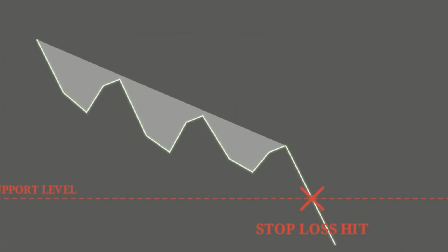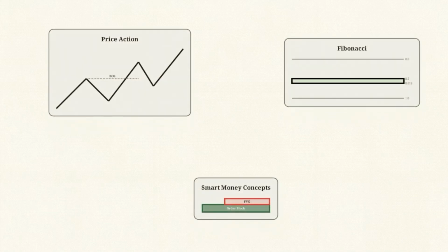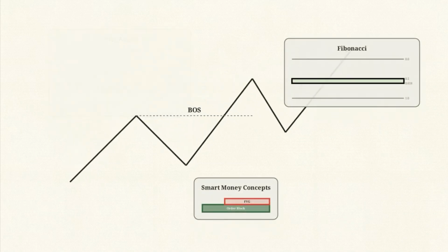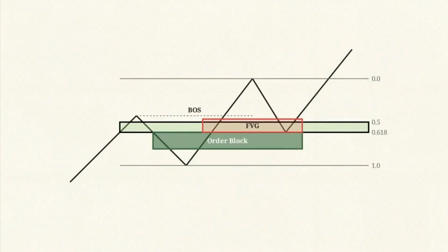If your stop losses keep getting hit, you're likely taking low accuracy setups. To fix this, we are going to combine three completely separate trading methodologies: price action, Fibonacci, and smart money concepts, to pinpoint one single highly accurate trade location.